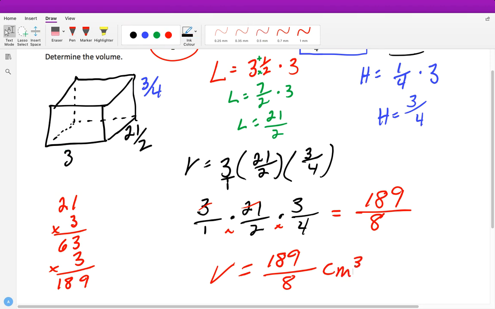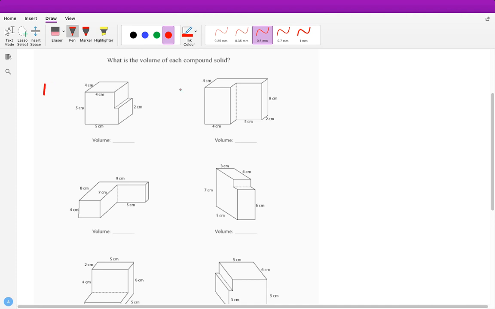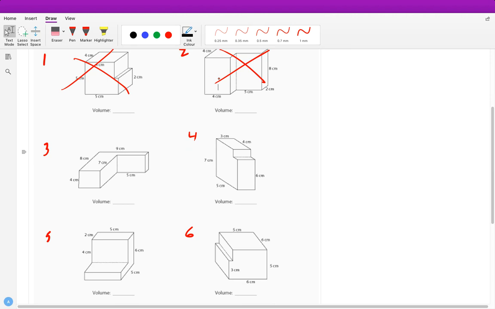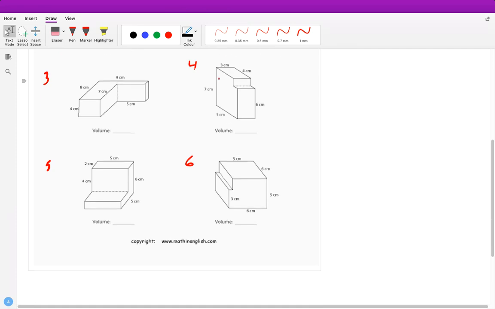All right, now we're going to move on to the composite volume worksheet. I told you to refer to these as 1, 2, 3, 4, 5, and 6. We did 1 and 2 in class, so I'm not going to do those. I'm just going to do numbers 3 and 4.